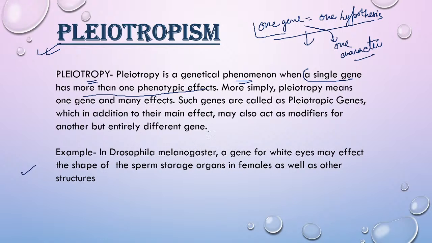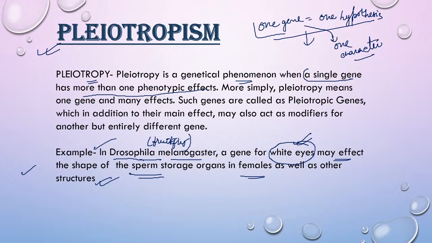Suppose we take an example, Drosophila melanogaster, which is a fruit fly. It almost looks like the house fly you have in your house. Drosophila melanogaster is a scientific name, so when you are writing it, it must be underlined separately and the binomial nomenclature must be maintained. This fruit fly has a gene which is encoding for the presence of the white eyes, and it is also affecting the sperm storage organ in the females, as well as some other structures.